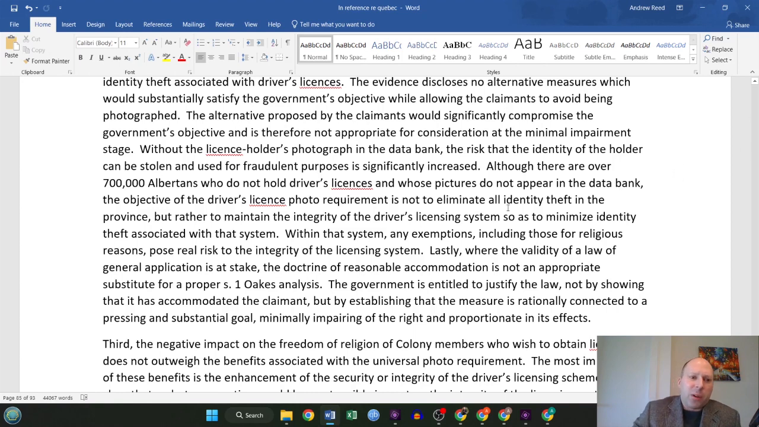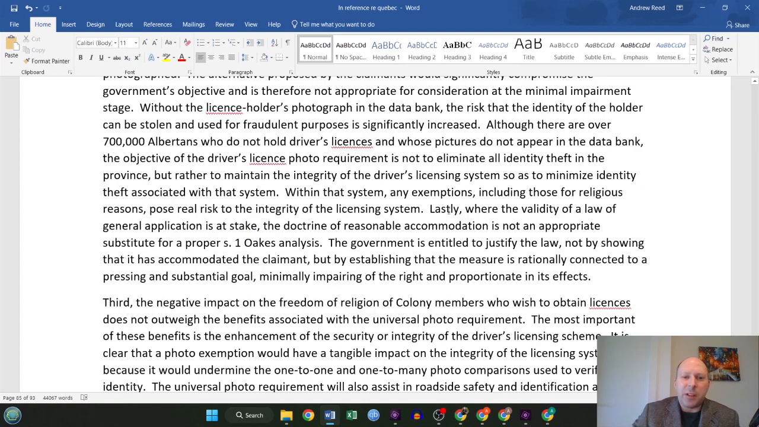Although there are over 700,000 Albertans who do not hold driver's licenses and whose pictures do not appear in the data bank, the objective of the driver's license photo is not to eliminate all identity theft in the province, but rather to maintain the integrity of the driver's licensing system so as to minimize identity theft associated with that system. Within that system, any exemptions, including those for religious reasons, pose real risk to the integrity of the licensing system.